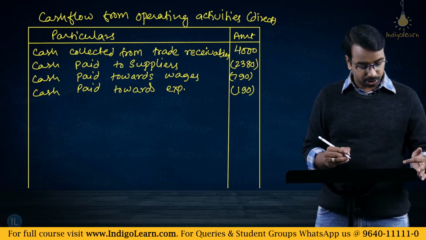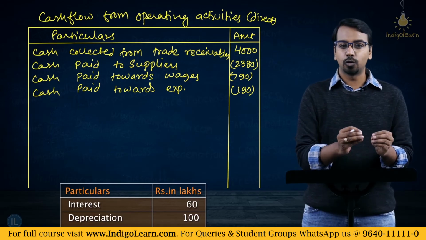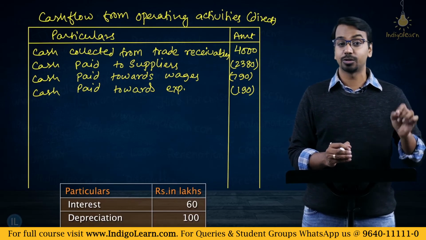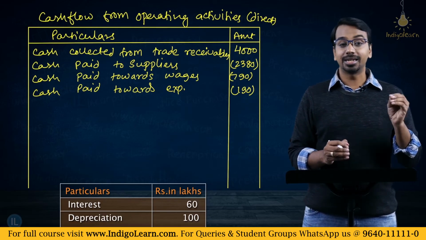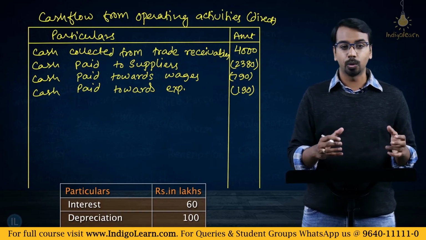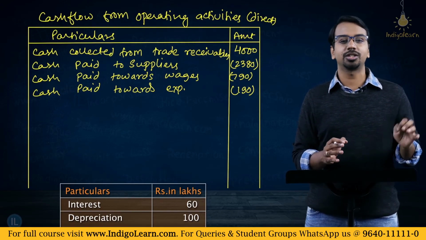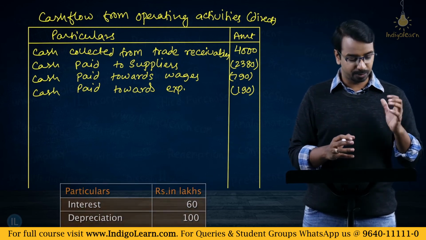Now, if you look at the question, after other expenses, we have interest. Interest is an outflow, but is it an outflow from operating activity? The answer is no. It is from financing activity. Then depreciation, is it an outflow from operating activity? No. Is it an outflow from investing activity? No, because depreciation is a non-cash expenditure. There is no outflow involved in depreciation.